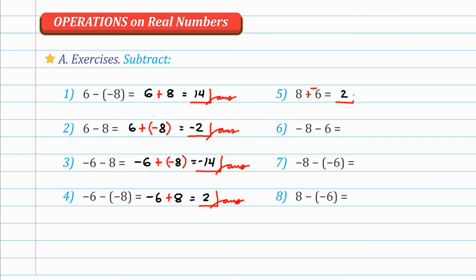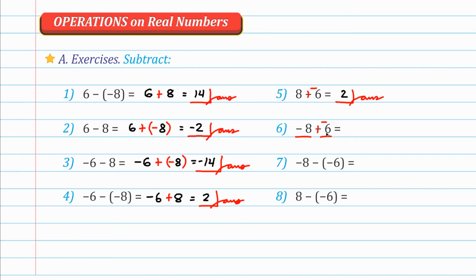Therefore, the answer is simply 2. Okay, that was quicker. Now, let's try this one. Negative 8 minus 6. Convert. Opposite. Opposite of minus, it's plus. Then opposite of 6, it's negative 6. In the end, we're simply adding negative 8 and negative 6.